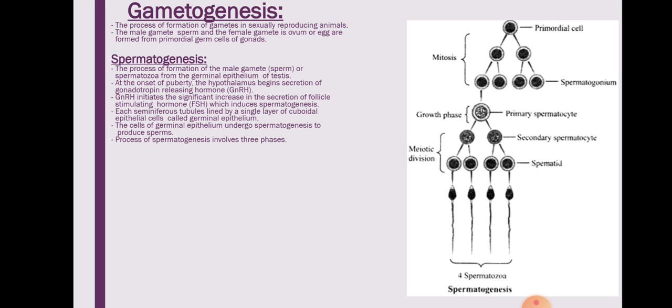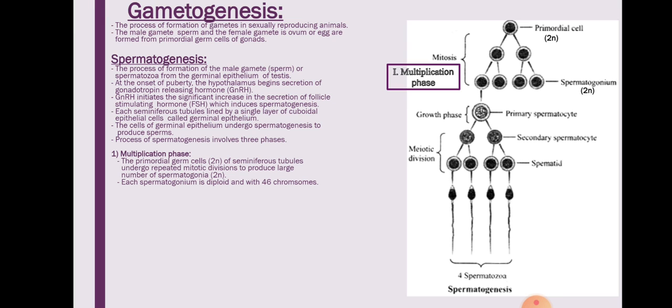The process of spermatogenesis involves three phases. First is the multiplication phase. These primordial cells undergo mitosis and produce a large number of spermatogonia. Now mitosis is equational division. It is just increasing the number, just multiplying the cells. Now when the spermatogonia are formed, they enter into a second phase called the growth phase.